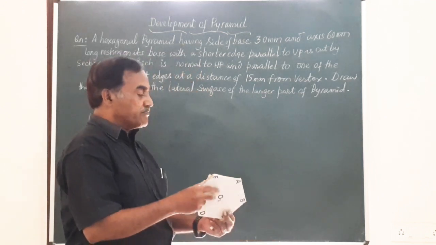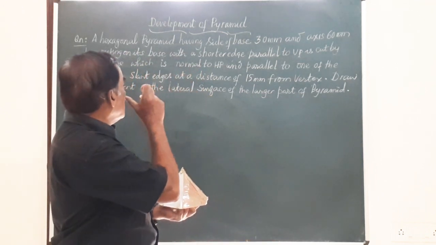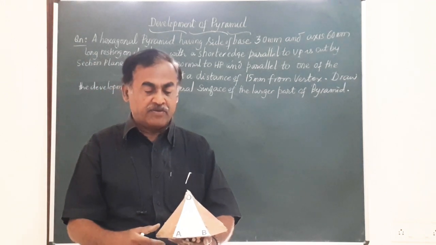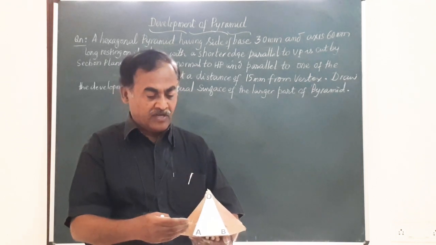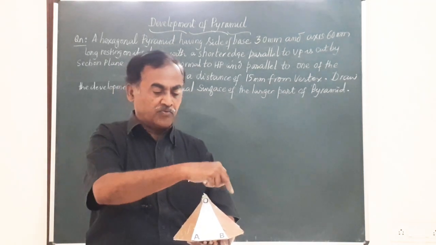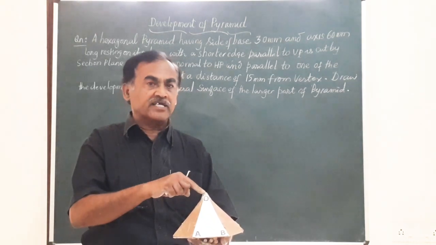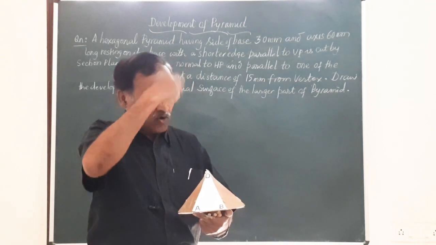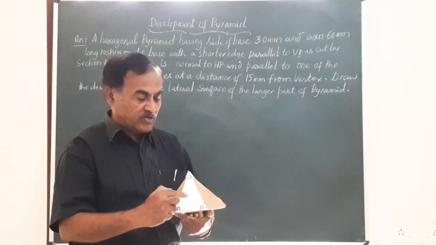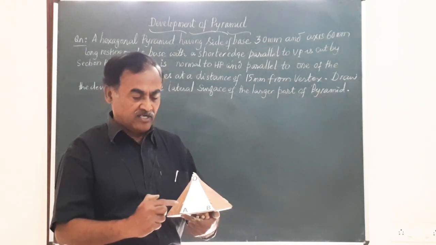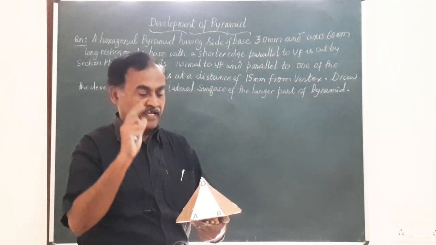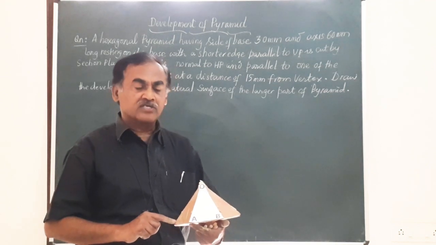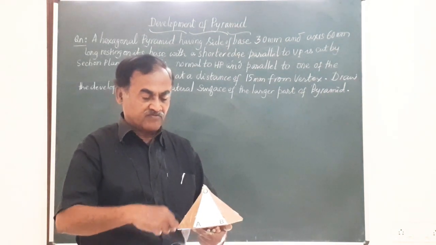He says it is resting on its base on HP such that one of the shorter edges is parallel to VP. I will take this AB as one of the shorter edges parallel to VP. VP is that board. And get the top view and front view. The top view is going to be a regular hexagon with the vertex O joined to all the corners. And in the top view you get the hexagon. In the front view you get 3 triangles, OAB, OBC, etc. Or you will be able to see 4 slant edges along with this part of the solid.